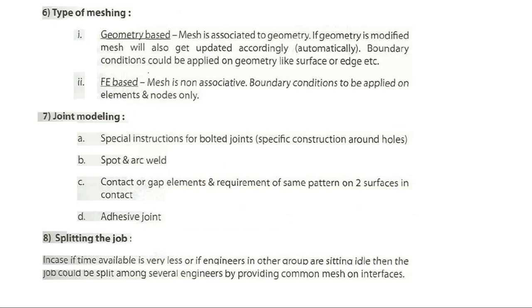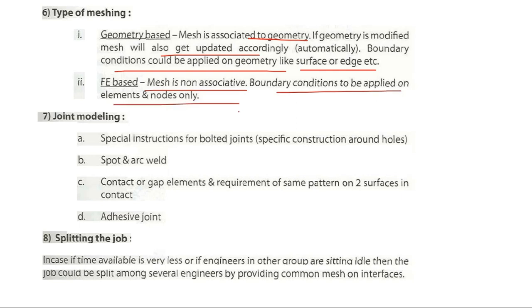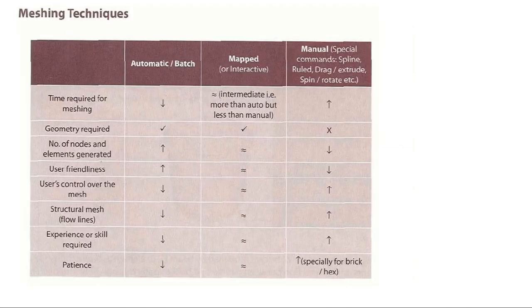Type of meshing. Geometry based. Mesh is associated to geometry. If geometry is modified, mesh will also get updated automatically. Boundary conditions could be applied on geometry like surface. FE based mesh is non-associative. Boundary conditions will be applied on the elements and nodes only. Join modeling, splitting the job, these things and all, it's okay.